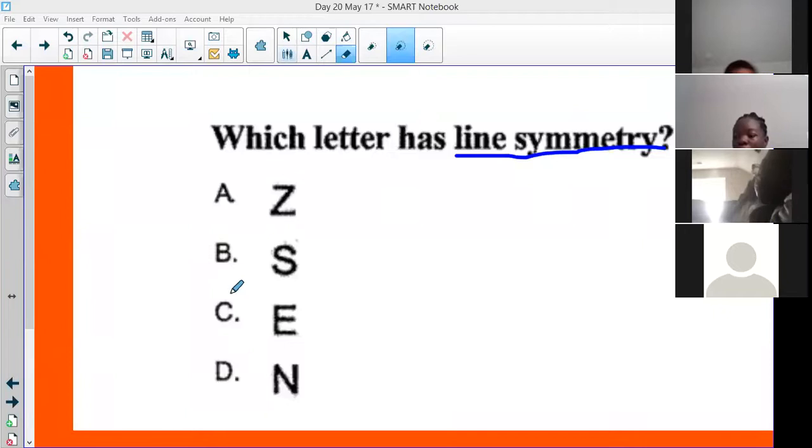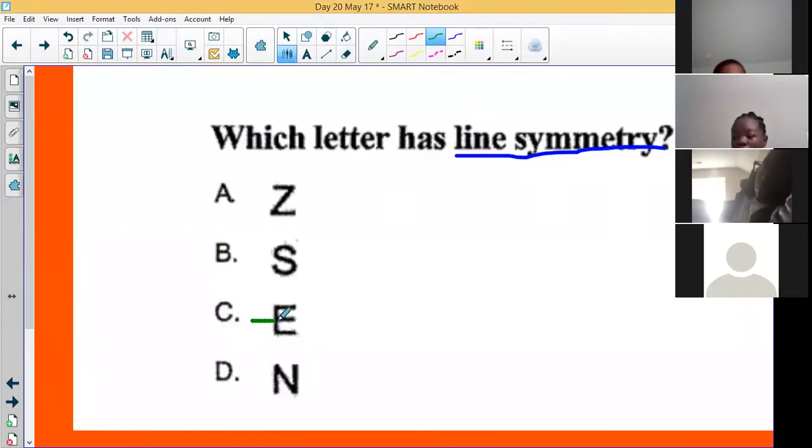Yes. Okay, so everybody draw a line straight through the middle of E. And does this part right here look like this part down here? Does it look alike?